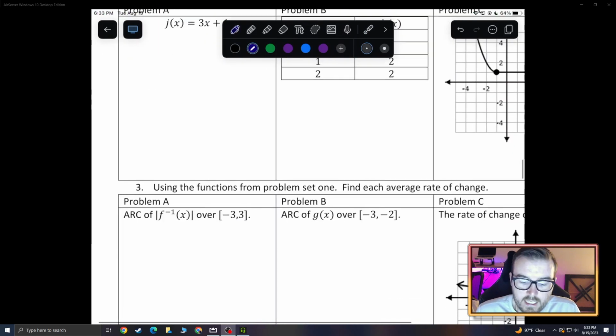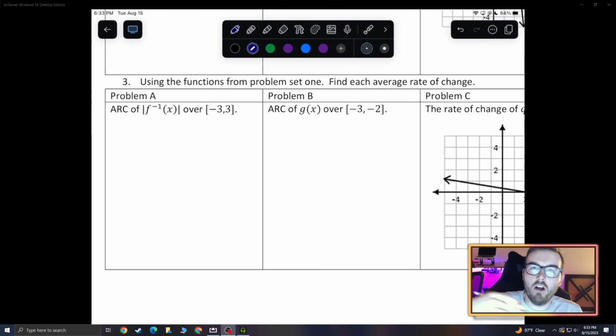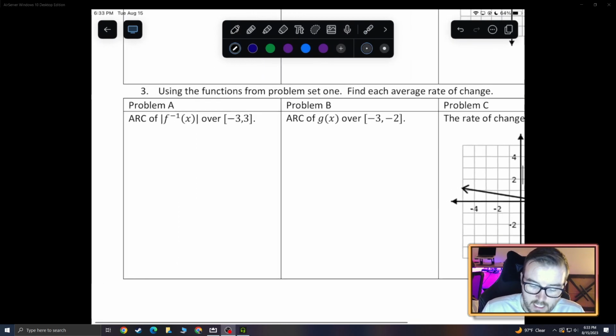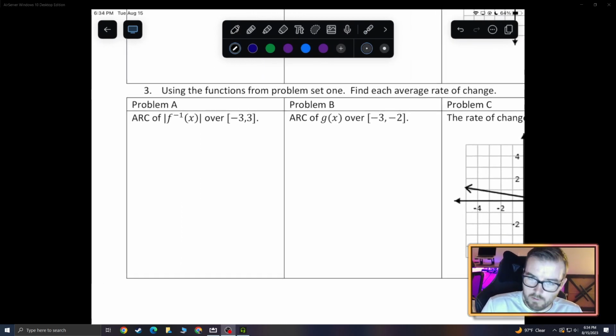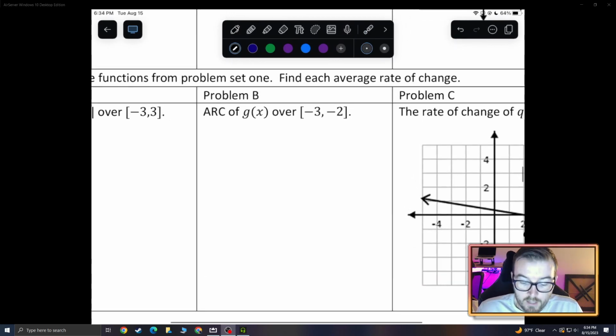Okay, let's skip 2 and go to 3 and stay on this train of thought for average rate of change. I'm going to skip A because I know some of us are still having troubles with inverse. Let's keep that till the end. Let's look at B. This is just me shortening the phrase average rate of change, okay?